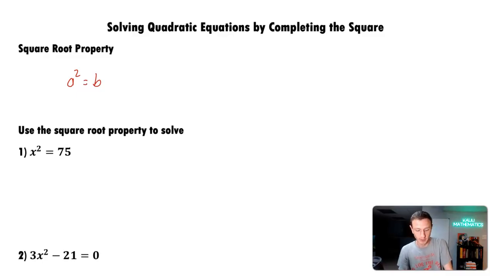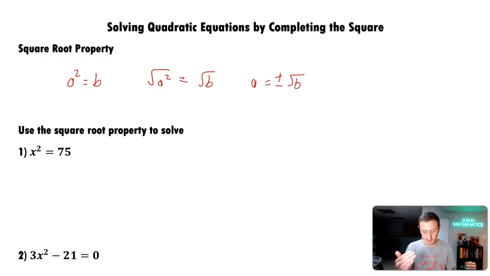So how do we get rid of squared? We take the square root of both sides. So it'd be like taking the square root of a squared and the square root of b. So a would equal the positive and negative square root of b.